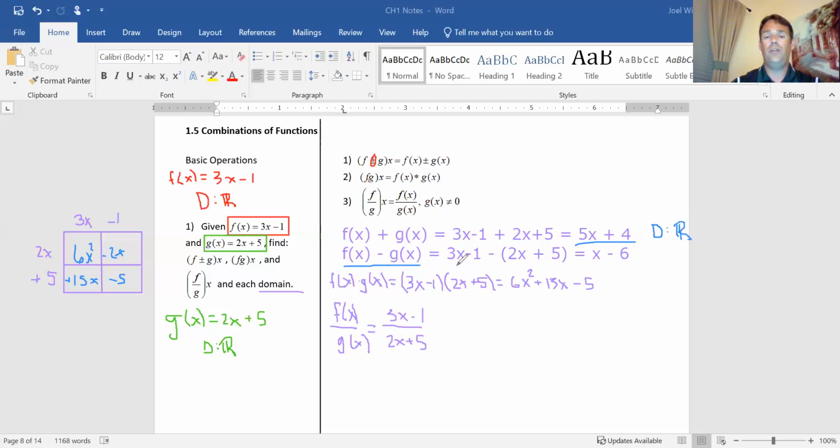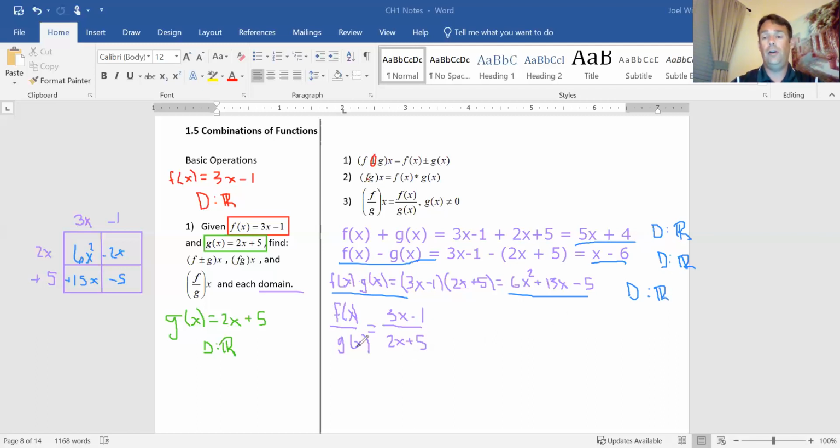F of x minus g of x equals x minus 6. Does y equals x minus 6 have any domain restrictions? No restrictions, so again, it's going to be all real numbers. F of x times g of x equals 6x squared plus 13x minus 5. That's a parabola. A parabola, just like the two linear functions before it, has no restrictions, so all real numbers.